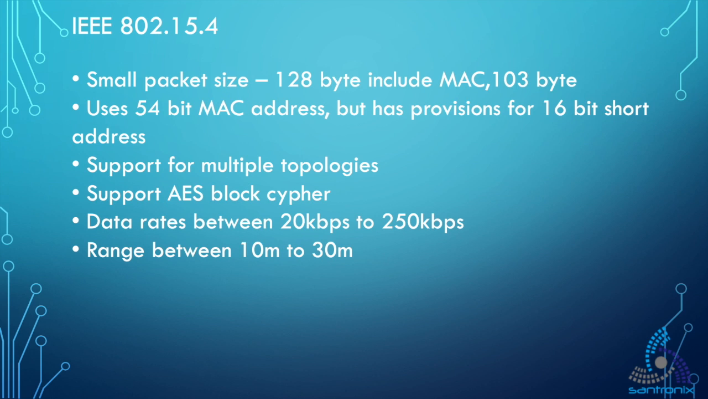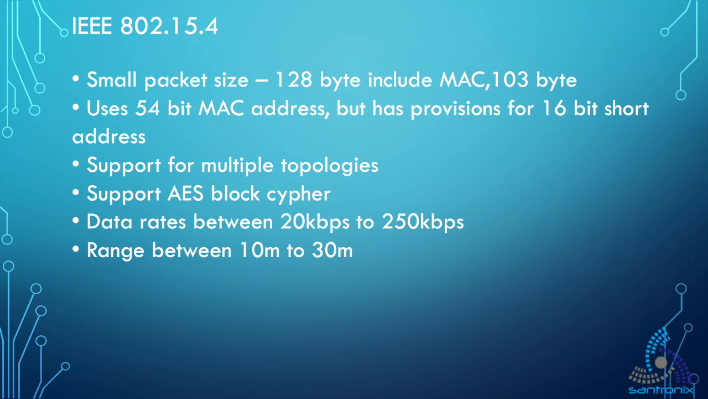So IEEE 802.15.4, why are we talking of it here? Because ZigBee is basically defined by this specification. In this specification, we talk about a small packet size, which is 128 byte. It uses a 64-bit MAC address, but also has a provision for a 16-bit short address. It supports multiple topologies, for example, mesh, star, and tree, as we have seen. It also supports AES encryption, so it makes it secure. Even the communication on the ZigBee protocol is secured by AES 256.